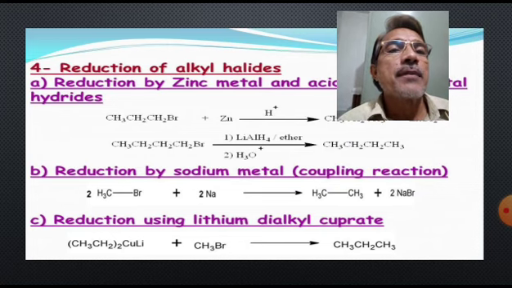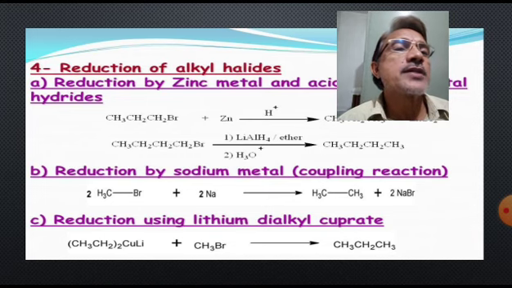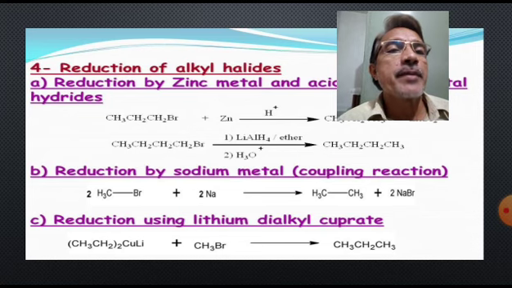In the second example, bromobutane or butyl bromide is taken. This butyl bromide on reduction with lithium aluminum hydride in the presence of ether and hydrolysis gives butane. So butane can also be prepared by taking butyl bromide. Anyhow, reduction of alkyl halide gives an alkane.